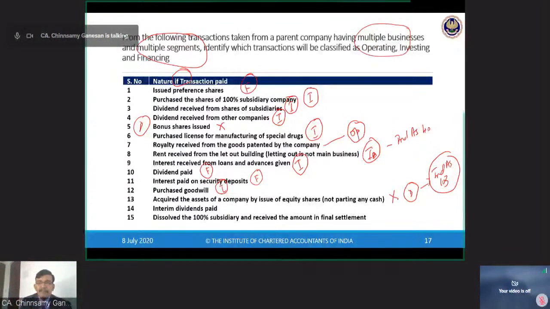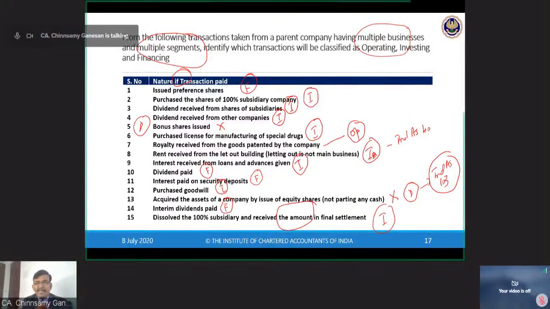Interim dividends paid. Any dividend which you have paid, whether it's a final dividend or interim dividend, relates to your financing activity because you have raised funds and you are paying it. Dissolve the 100% subsidiary and receive the amount in final settlement. Any investment which I have made in another entity, whether it's a subsidiary, associate or joint venture, I am supposed to show as part of my investing activity. When I dispose of the subsidiary and receive the amount, that will be part of my investing activity cash flow.